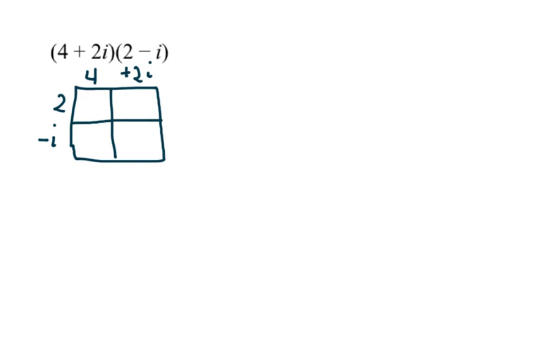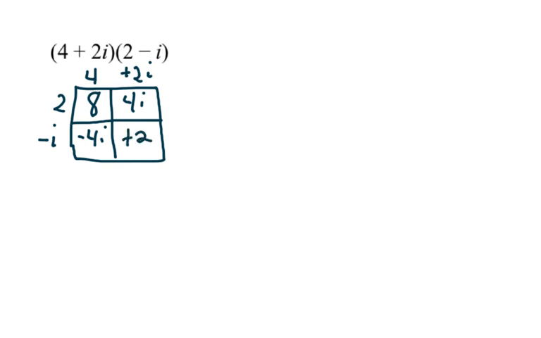All right, 2 times 4 is 8. 2 times 2i is 4i. 4 times negative i is negative 4i. And here's where a lot of people make their mistakes. This is going to be 2 times negative 1, which is negative 2. Remember that i times i is i squared, and we learned earlier that i squared is negative 1. And when I multiply that by negative 2, I actually get positive 2. So this answer is actually positive 2.